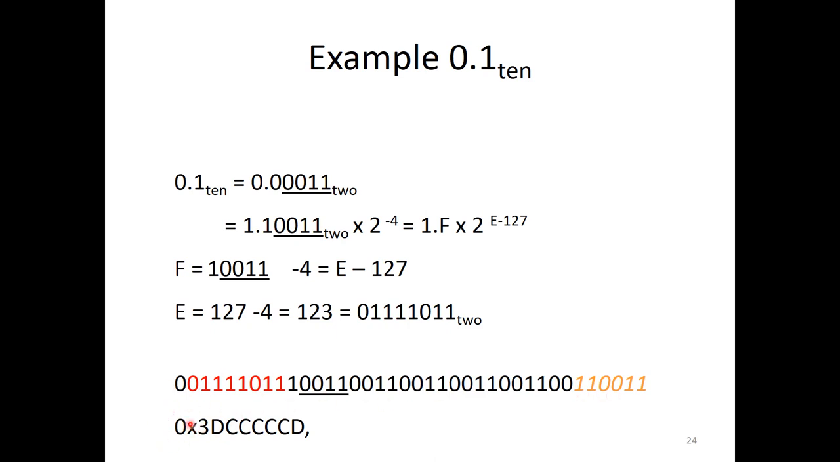So the number will be written like this, and its equivalent in the hexadecimal system will be 0x3dccccd. See, the last digit is approximated with the next number, but it is not an accurate value of 0.1.